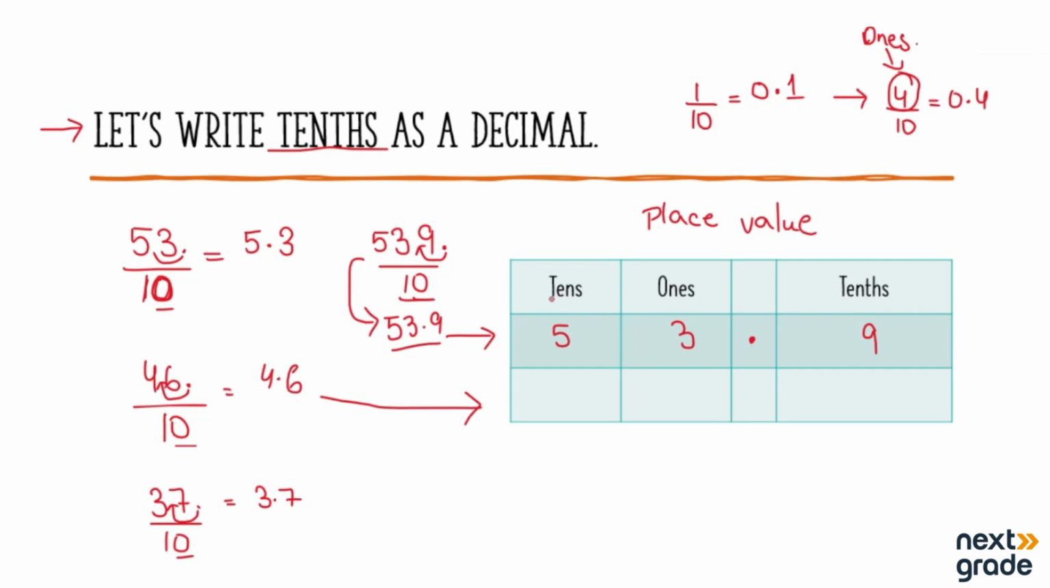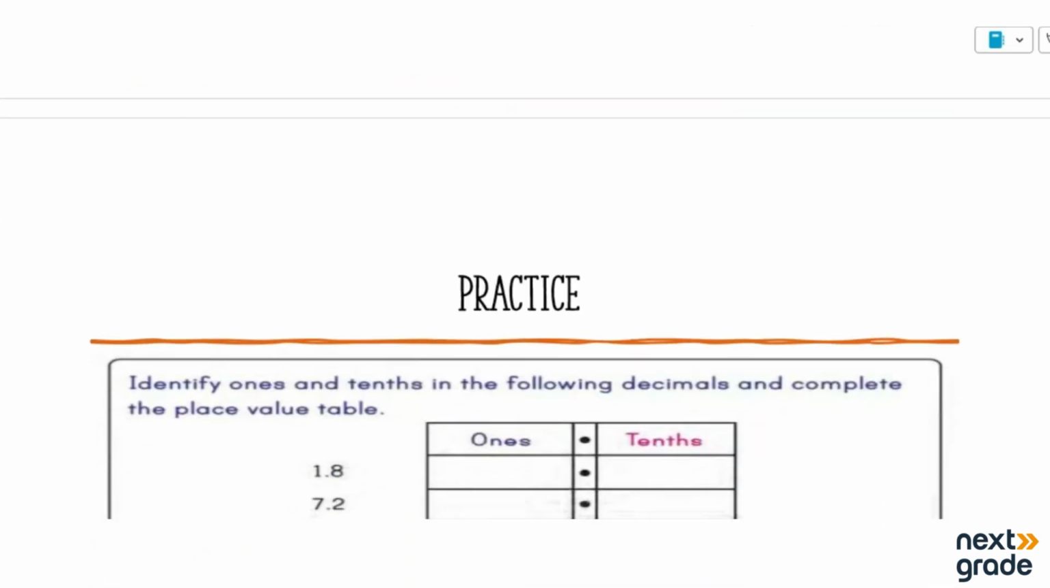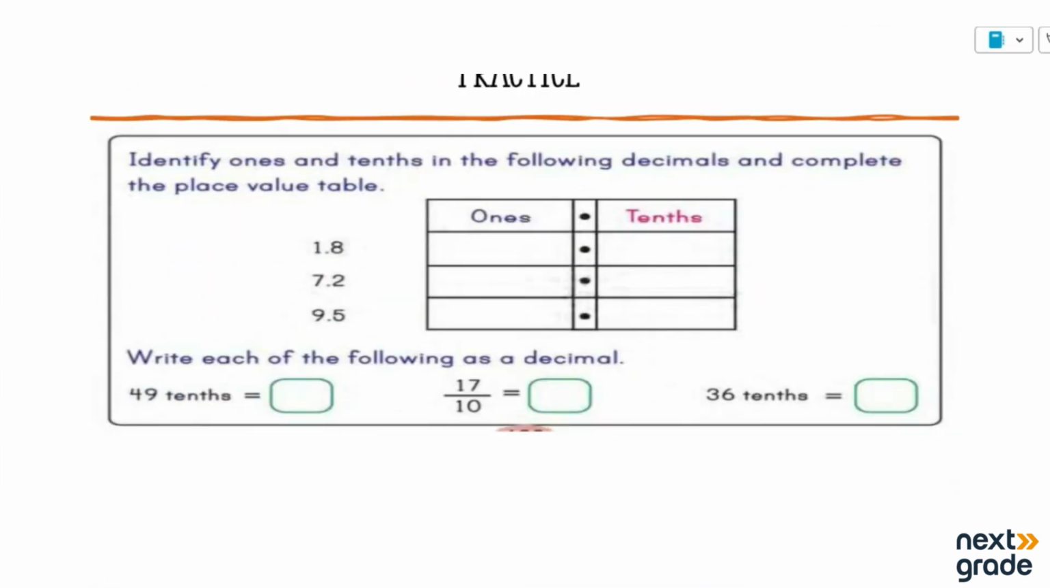Okay, if we are going to write this number that is 4.6 in this place value chart, there is no tens place, so you can write 0 here or you can write nothing, it's all right. Then we are gonna put the ones place value, that is 4, then point, and then 6. Okay, so now let's move on to the next slide and do some practice of the given examples.